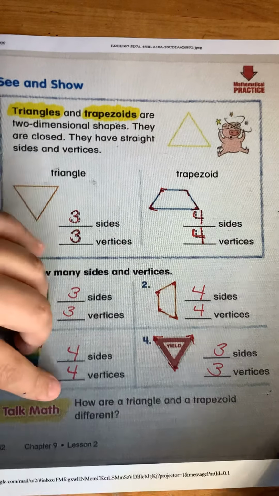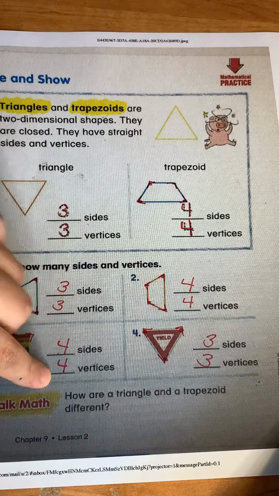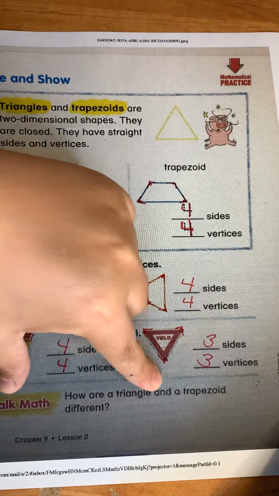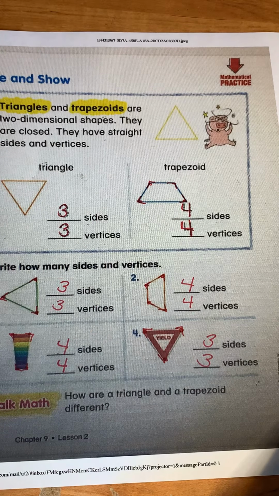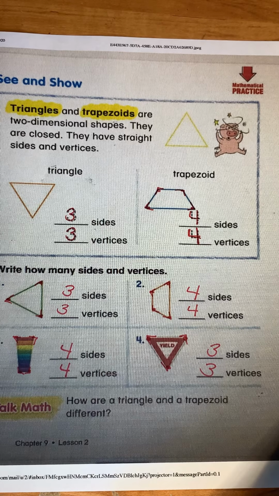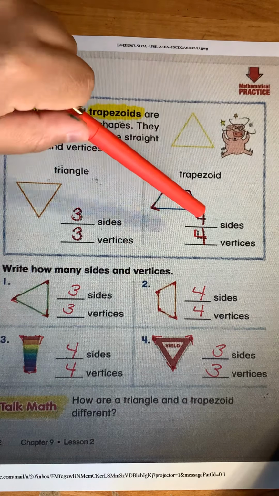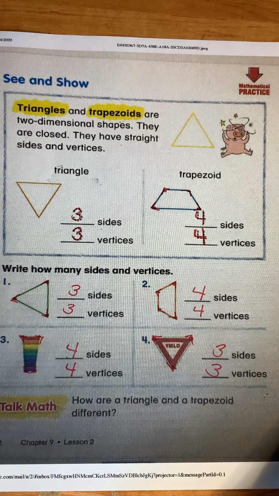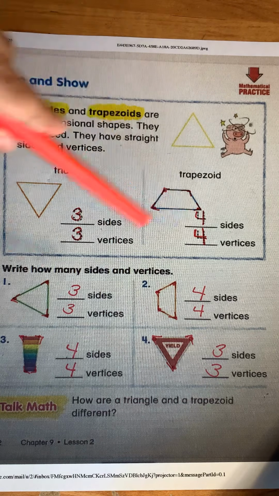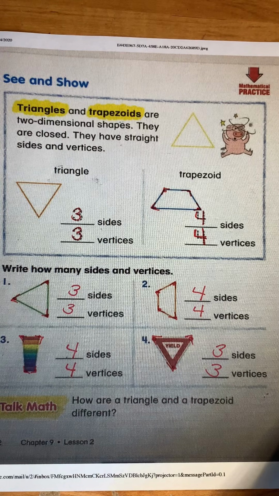Okay? Now the bottom question just says, how are a triangle and a trapezoid different? Well, we can say that they are different because a triangle only has 3 sides and 3 vertices, and a trapezoid has 4 sides and 4 vertices. We can also say that a trapezoid is usually a little bit bigger than a triangle in some cases, right? But usually just by saying the amount of sides and vertices, we can tell which one is a bit bigger, right? This one has 4 sides, this one has 3, so there's a little bit of a difference in the sizing.